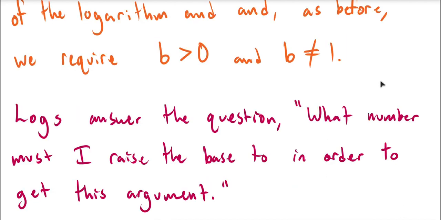If we'd like to think about the question in reverse, exponentials ask, what do I get when I raise this number to a certain power, or what do I get when I multiply this number by itself a certain number of times, if that exponent is a positive integer? Logs, on the other hand, answer the question, what number must I raise the base to in order to get a certain number, which is the logarithm's argument?